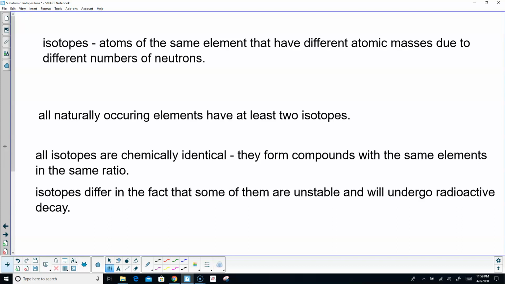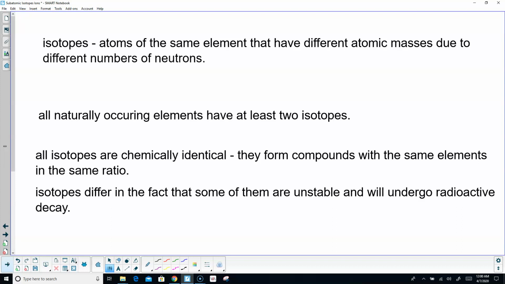And the other thing is kind of interesting. Isotopes are chemically identical. That means they form compounds with the same elements in the same ratio. But what is kind of interesting, and as you noticed when you were playing around with that PhET simulation, when you had certain numbers of protons and neutrons, sometimes those nuclei became unstable. And what happens if something is unstable? It wants to reach stability. And how does it do that? It falls apart. They decay. They undergo what's called a radioactive decay.